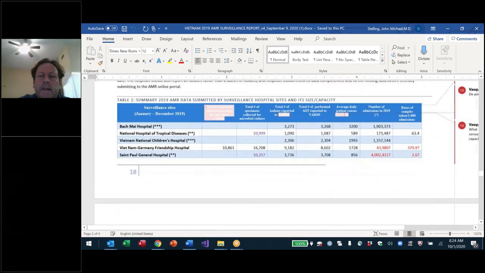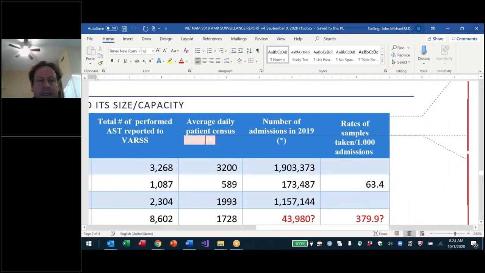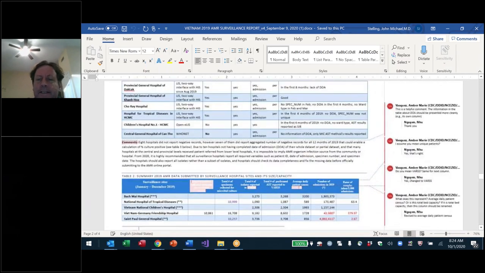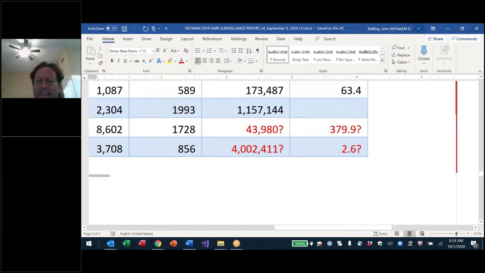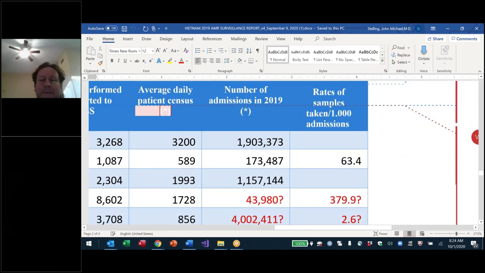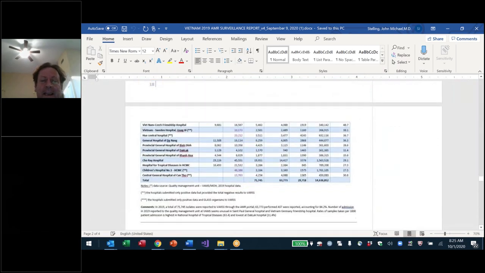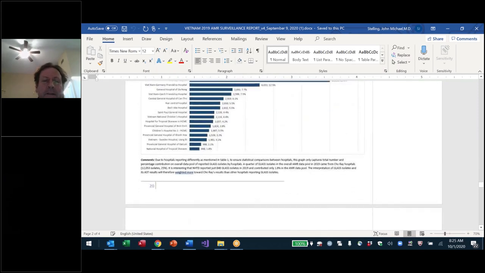So it's not only about the epidemiology. And here you see average daily patient census, number of admissions, rate of samples per 1,000 admissions. And you see some of the numbers just don't make sense. They said 370, that doesn't make sense. That number's too high, this number's too small. This one is 4 million. So they're also finding problems in their underlying quality that they will not include in the report in this first year, but it allows them to make improvements.